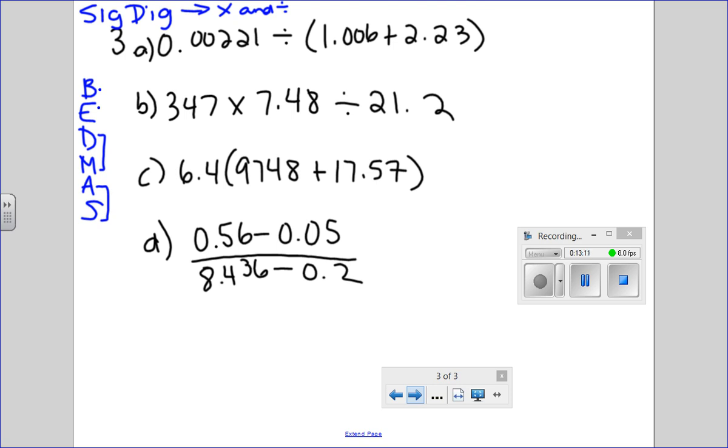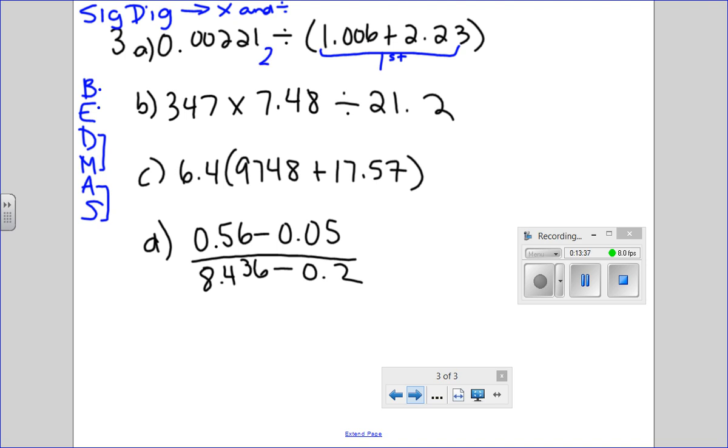So when we look at these four questions, I want to show you something about the order of operations first, and then we'll talk about significant digits. In 3A, what that means is that first, you have to do what is in the brackets. Even though adding is what's in the brackets, because it's in brackets, it has to come first.